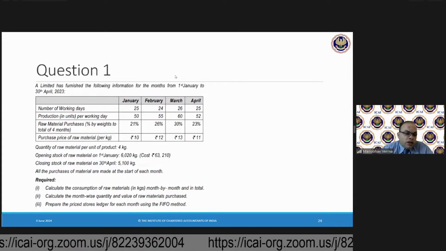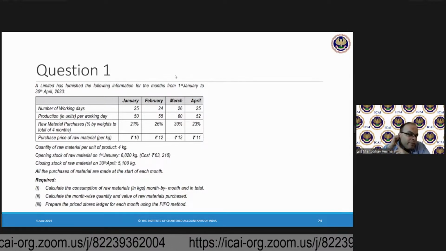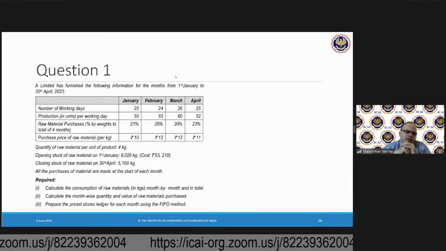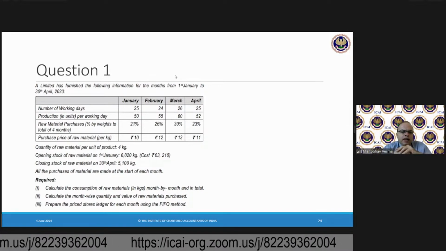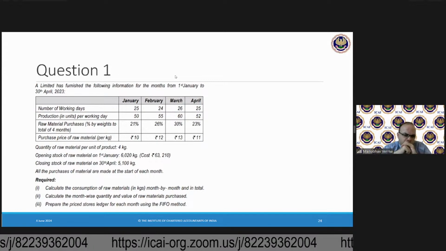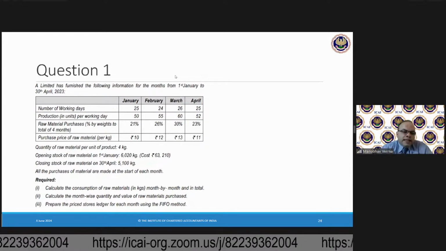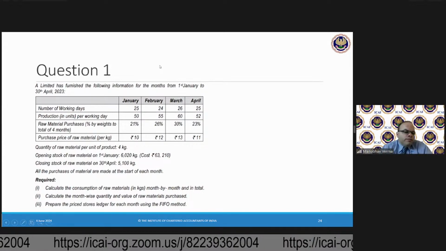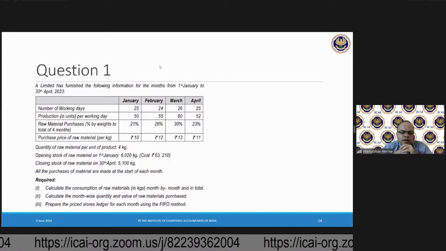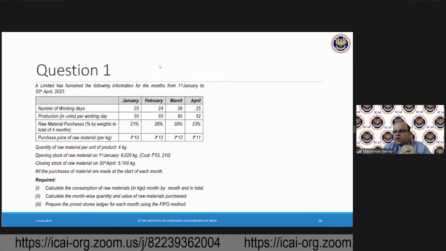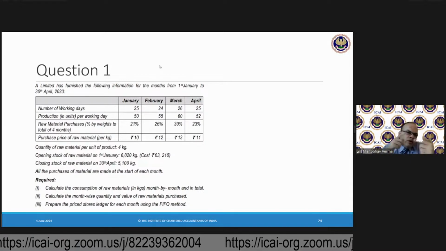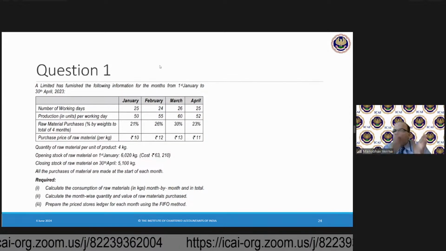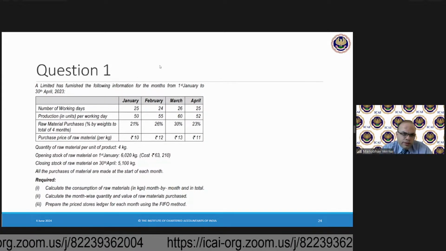Mind you, the cost becomes very important. All purchases of material are made at the start of each month. So we are required to calculate consumption of the raw materials month by month and in total. Calculate the month-wise quantity and value of raw materials purchased, and also how the store's price is done using FIFO. We will discuss that while we solve this, how the valuations can be done. There are three methods: FIFO, LIFO, or average methods.